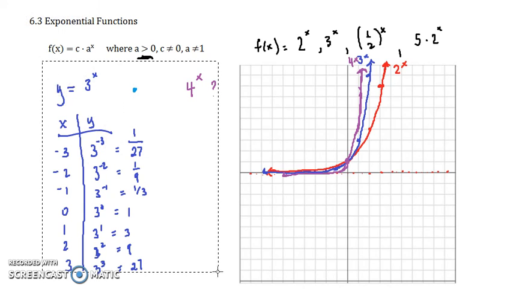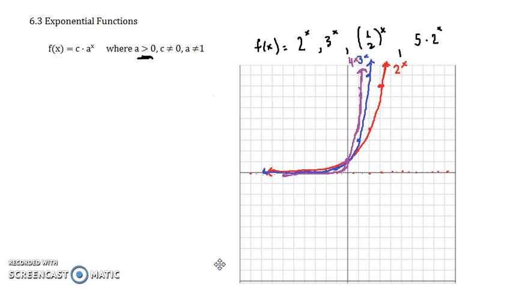Now, one thing that I want to introduce here, and we'll talk about it more in class, is base e. So e is sometimes called Euler's number or the natural constant, and e is approximately 2.72. Okay, so where does this come from?